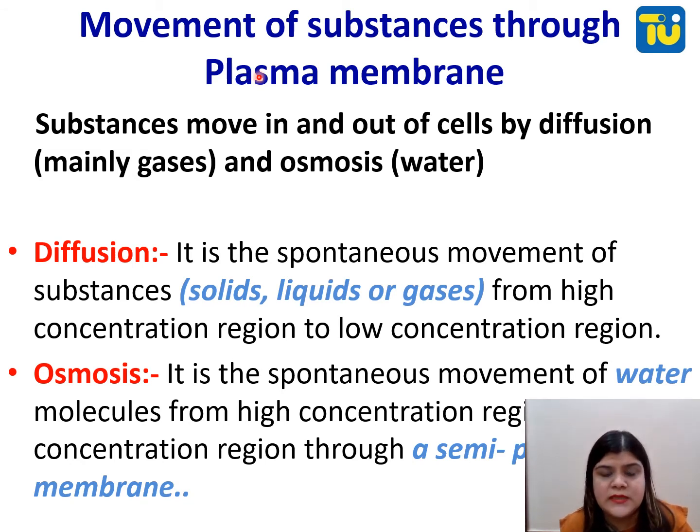Movement of substances through plasma membrane. Substances move in and out of the cell by diffusion, mainly gases, and osmosis, water. What is diffusion? It is a spontaneous movement of substances, that is solid, liquid and gas, from higher concentration region to the lower concentration region. Osmosis is also a spontaneous movement of water molecules from high concentration region to the low concentration region through a semi-permeable membrane. So this is what diffusion and osmosis are.